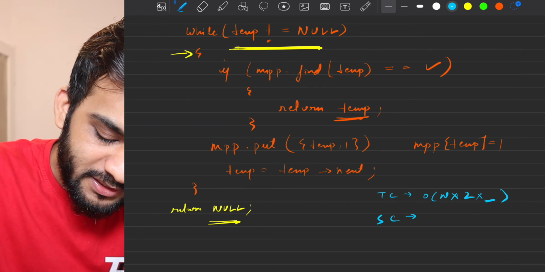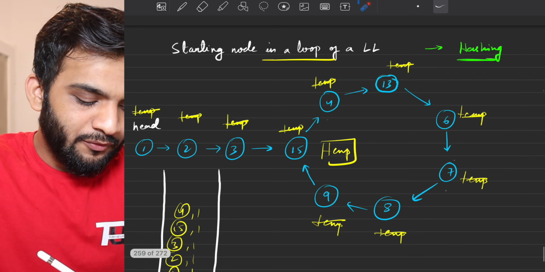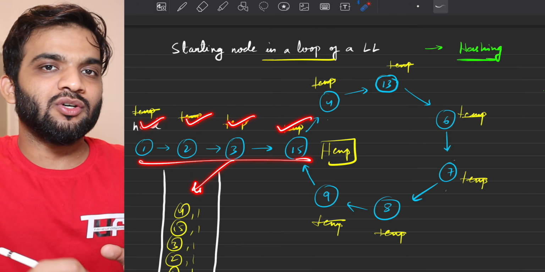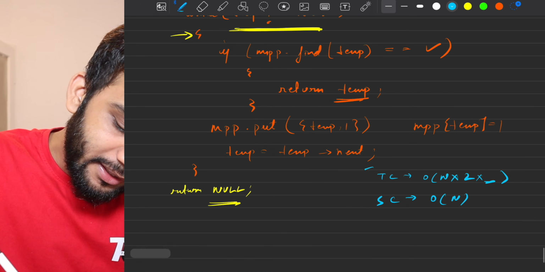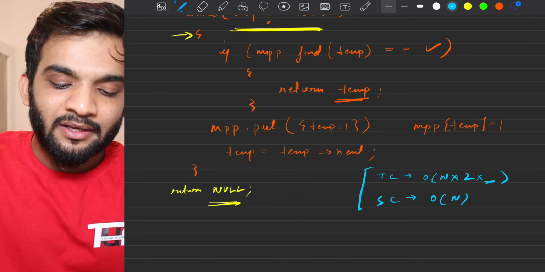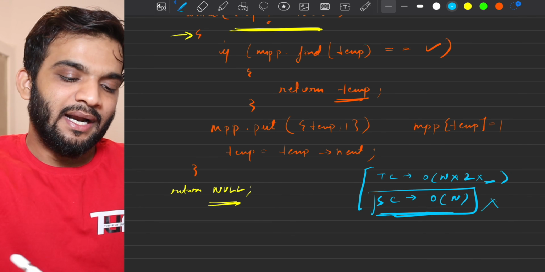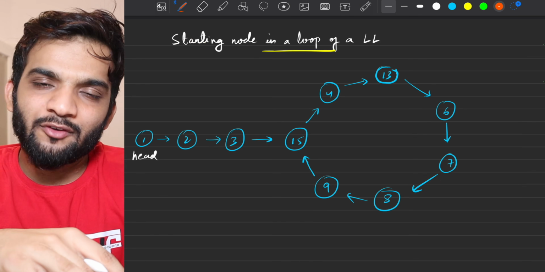What about the space complexity? Can I say it's a big O of n? Why? Because if you traverse, you end up putting everything into the map data structure. So that is a big O of n. So I can say that this will be my time complexity and the space complexity. This is where the interviewer will not be happy with this extra space and he'll ask you to delete this extra space. Can you do it? So how can we optimize it?